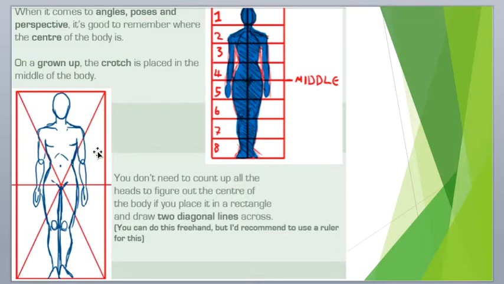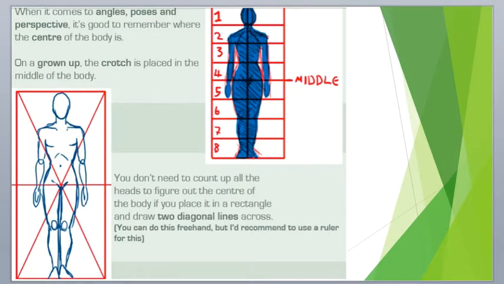Another easier way to do this is to draw a box around the body, making sure the left and right sides are equal, and then draw a diagonal line. Use a ruler to do this, dividing from this corner to that corner, and this corner to that corner. Where they intersect tells you where the center of the body is. It's good to remember where it's located in your future drawings, so you know how to balance out everything.